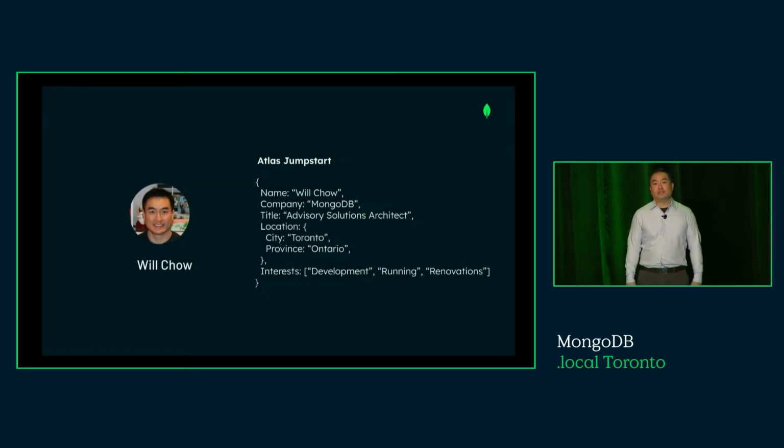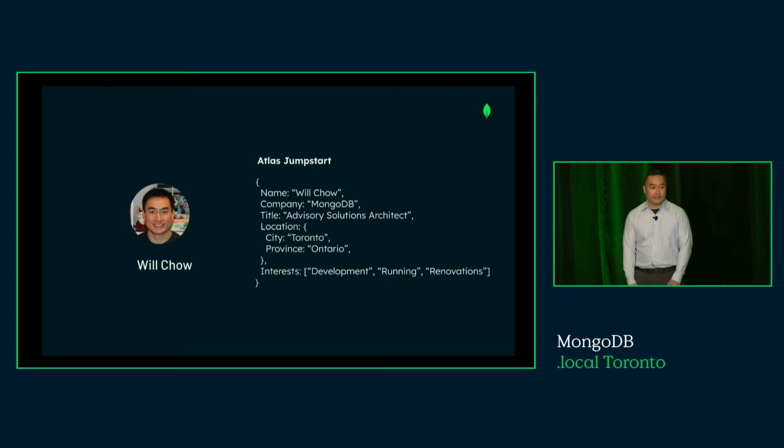So again, I'm Will Chow. I've been a software developer for many years. I do enjoy running when I can, and I do some renovations around my house, but my true passion and what I love best is working at MongoDB. I'm a solution architect, and I'm based here in Toronto.